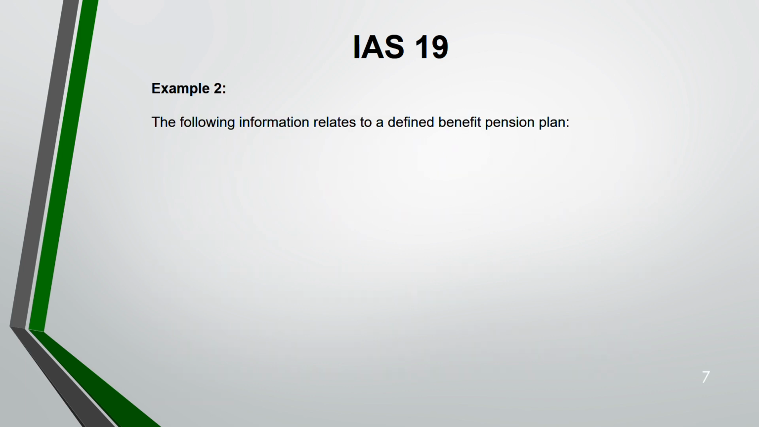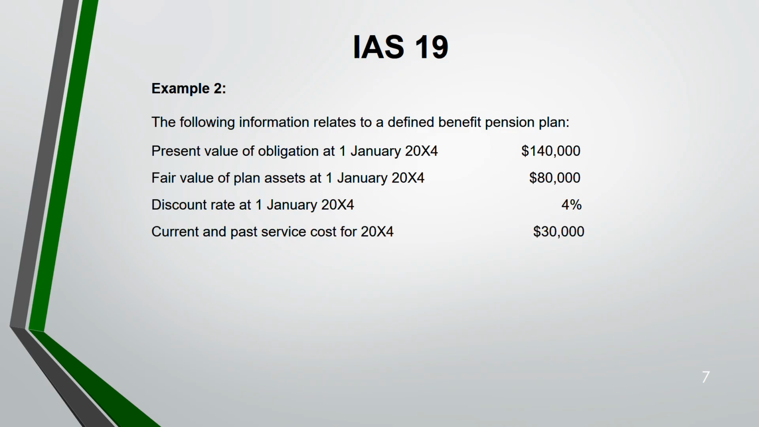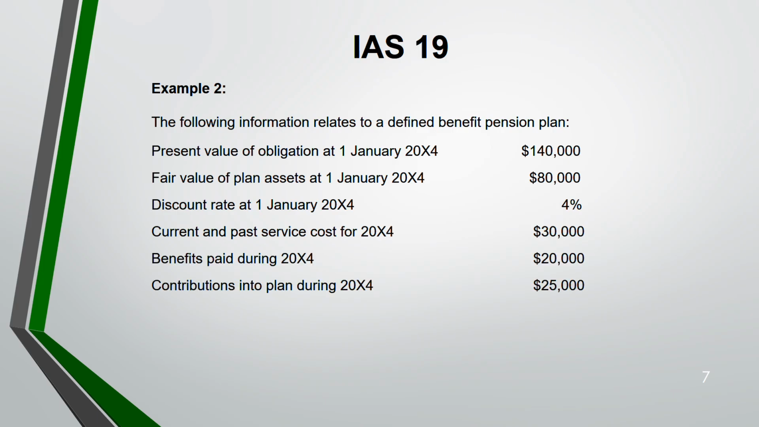Now, example 2. The following information relates to a defined benefit pension plan. Let us go. First, present value. See, this is a question, okay? Present value is given. Fair value at the start is given. Then discount rate 4%. Current and past service together is given 30,000. Benefits paid 20,000. Contributions 25.